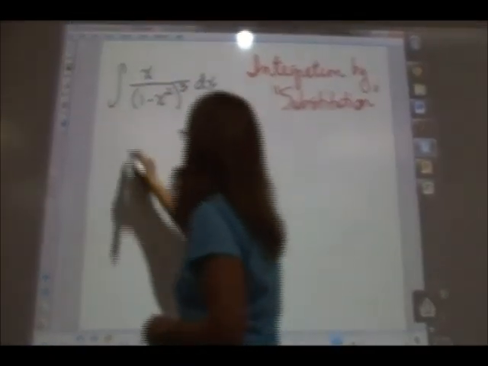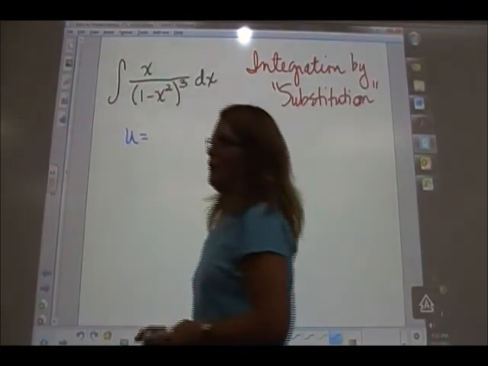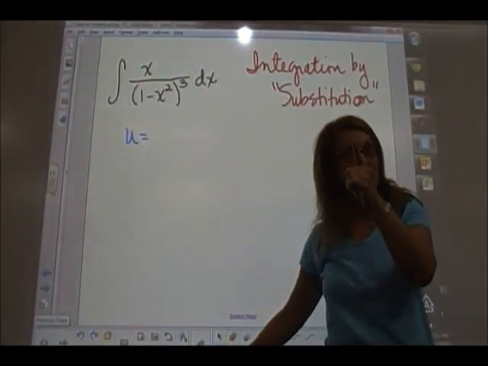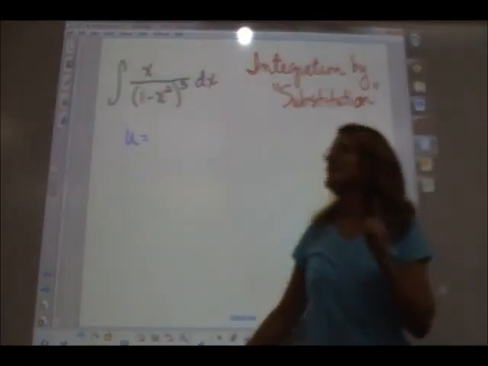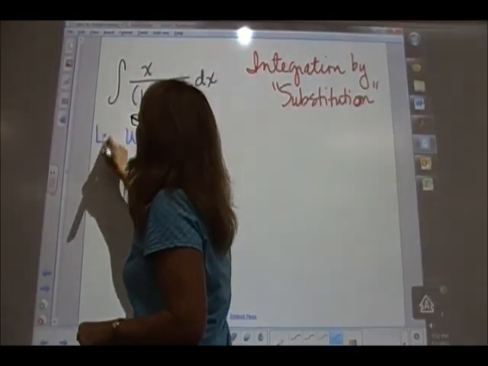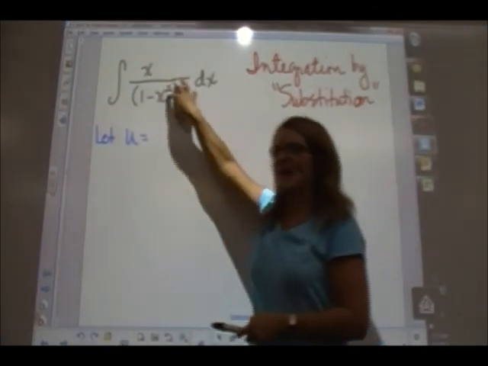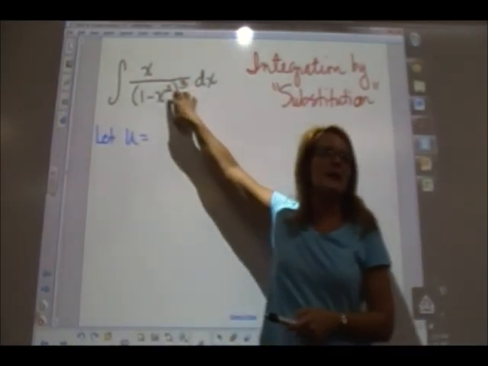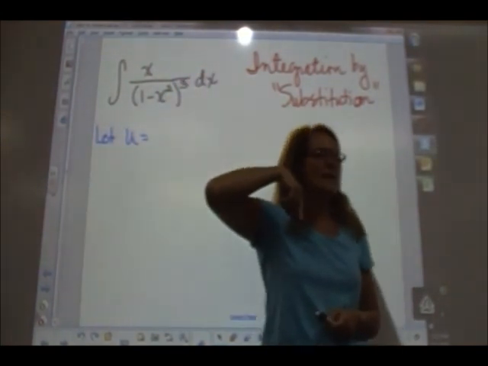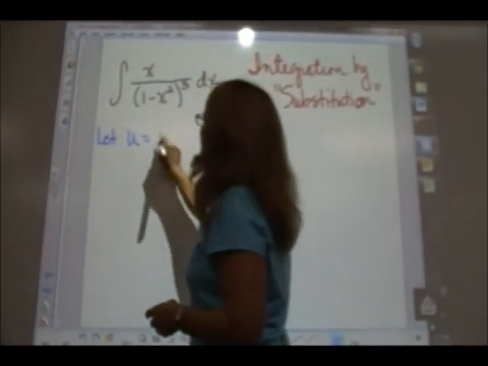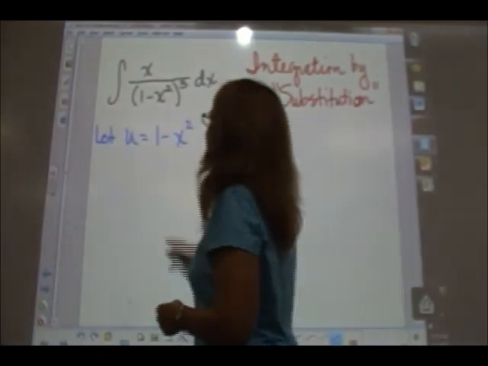I'm going to use the U letter. You used U's in the chain rule, right? So you're very familiar with the idea of U's. And I'm going to let U be a piece of this integrand. And specifically, this is the part that takes practice, trying to figure out what to let U be. I'm going to let U be 1 minus x squared.